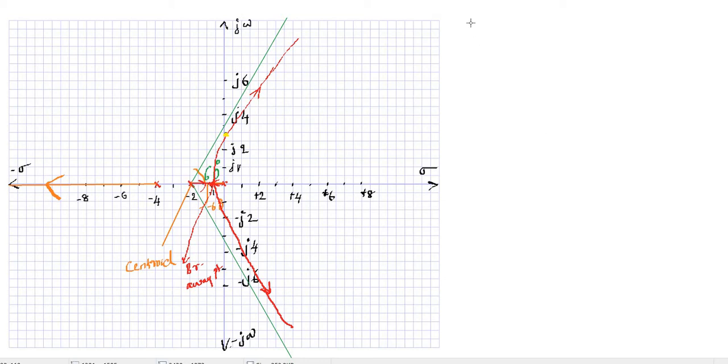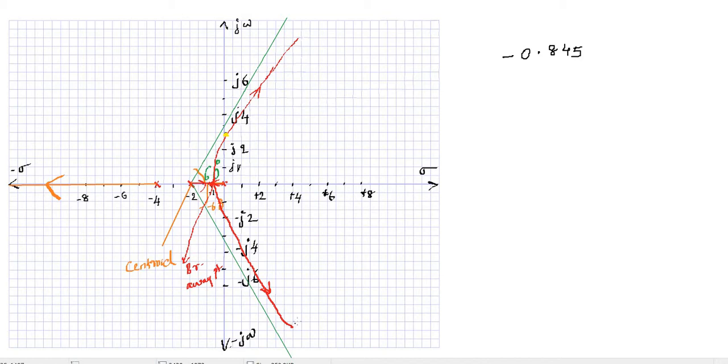So we got the value of breakaway point as minus 0.845. So this is the breakaway point, and with respect to this point, one root locus branch will go to infinity asymptotically, and another root locus branch again goes to infinity asymptotic to this asymptote, that is put here.